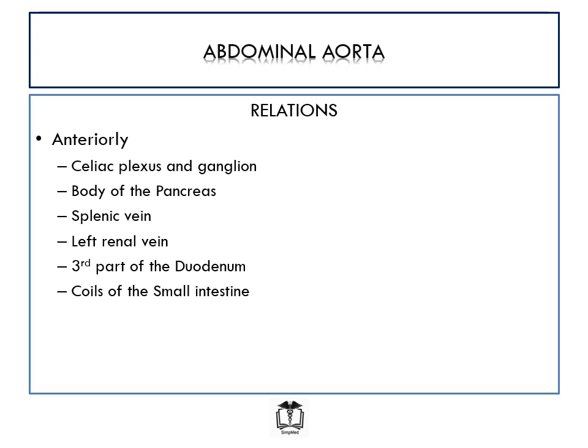Let's move on to talk about the relations of the abdominal aorta. So what are the structures that are related to the abdominal aorta anteriorly, posteriorly, laterally, and otherwise? Anteriorly, we have about 6 structures found in front of the abdominal aorta. This includes the celiac plexus and ganglion, the body of the pancreas, the splenic vein, the left renal vein, the third part of the duodenum, and the coils of the small intestine. The abdominal aorta is found largely towards the posterior abdominal wall, meaning there will be a number of structures found in front of it. Hence the reason why we have this list of structures found anteriorly to the abdominal aorta.